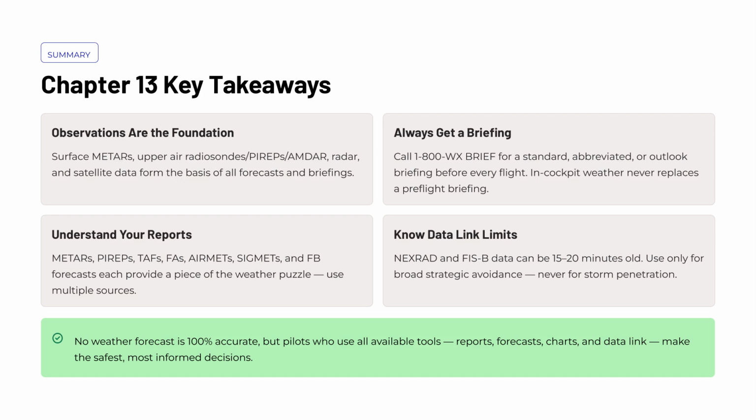Learn to read and interpret your reports. METARs, TAFs, PIREPs, AIRMETs, SIGMETs, and winds aloft forecasts. Each tell part of the story. No single source gives you the complete picture, so always cross-reference multiple products. And when it comes to data link weather, remember that NEXRAD and FISB imagery can be 15 to 20 minutes old. Use it for broad strategic decision-making and avoidance, never for navigating through or near active storms. The bottom line is this: no forecast is perfect, but pilots who consistently use all available tools, reports, charts, forecasts, and in-cockpit data, are the ones who make the safest, most informed decisions every time they fly.